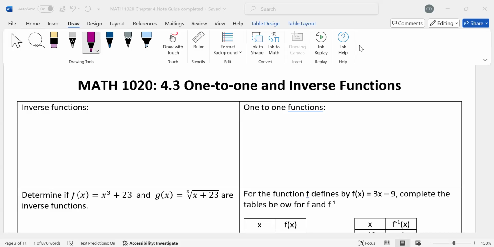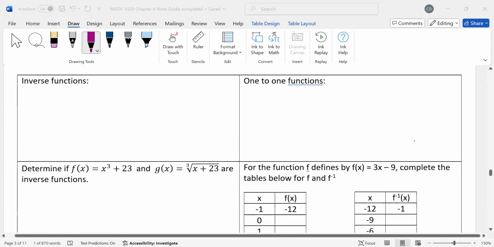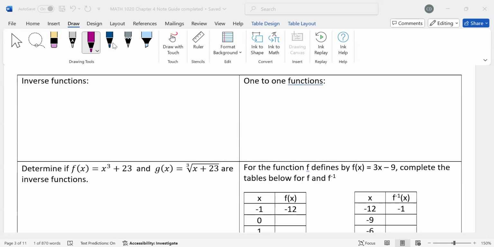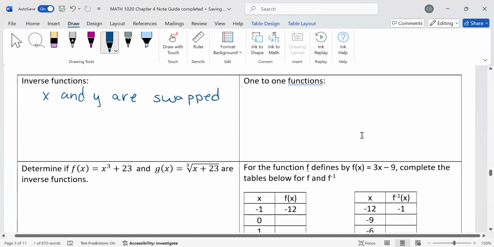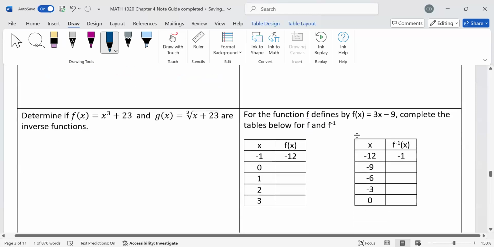This is section 4.3, one-to-one and inverse functions. All right, so inverse functions, the x and y's are swapped. And I don't believe we actually have any one-to-one functions in this section.